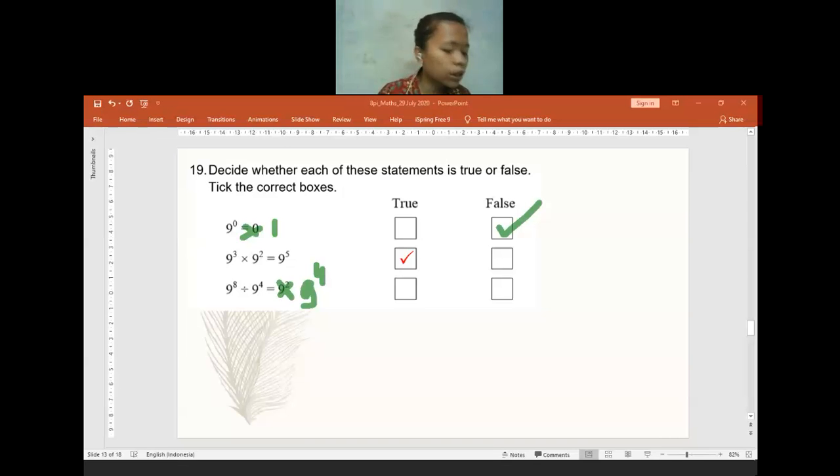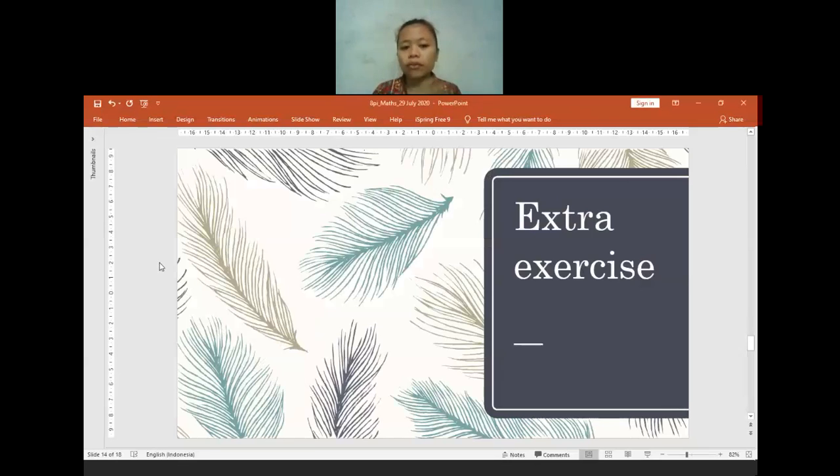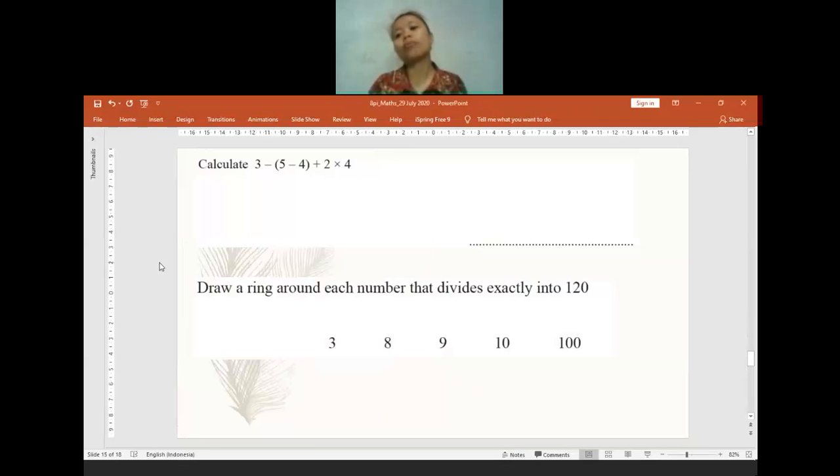If you have no question, I have an extra question. We have 2 minutes left, so I think we can discuss these two numbers for a while before I end the meeting. Calculate 3 minus (5 minus 4) plus 2 times 4.